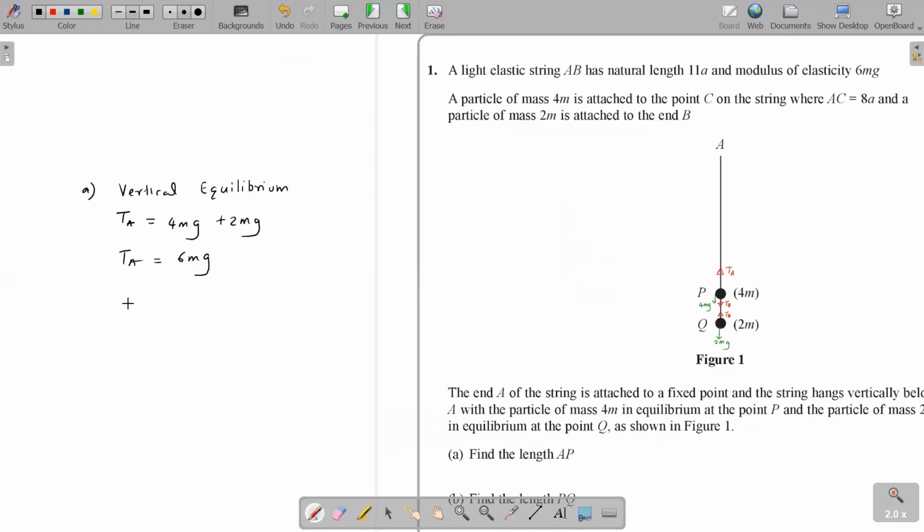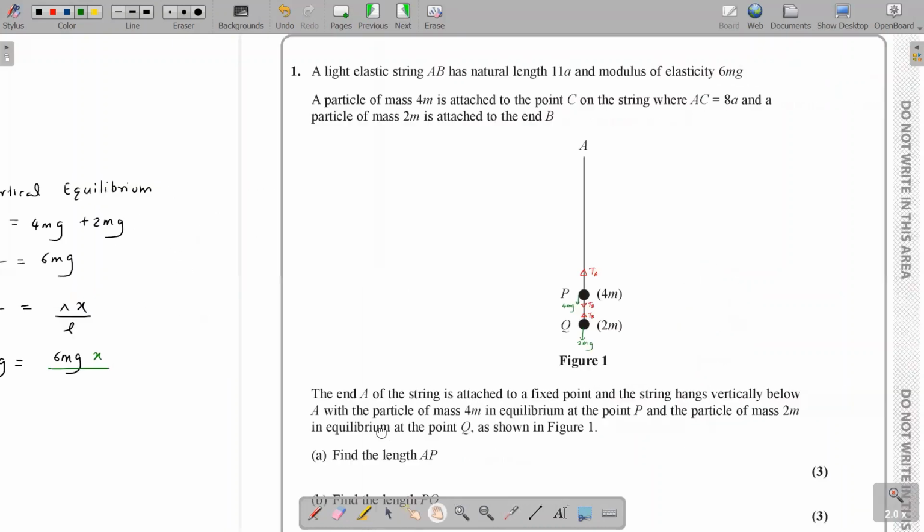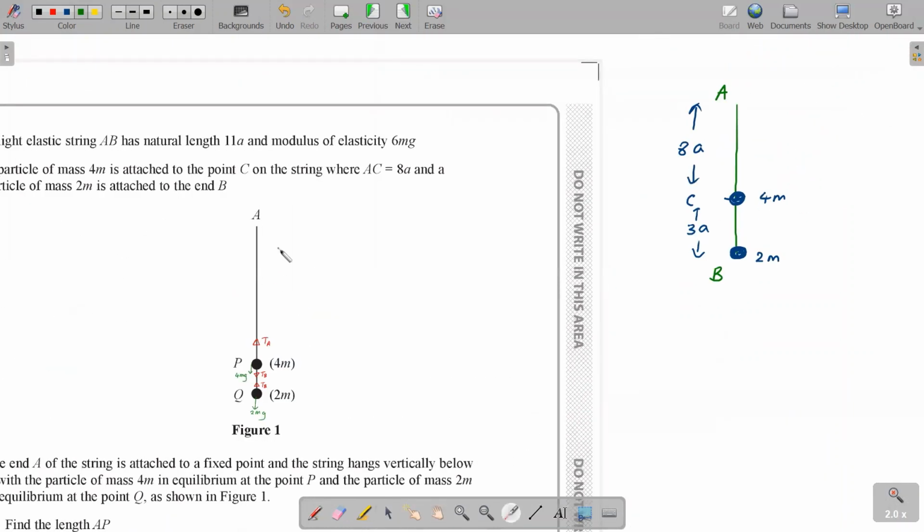Okay, so now we can apply tension equals lambda x over L. Tension A is 6mg. How much is the lambda value? Modulus of elasticity is 6mg. Extension is what we are trying to find. Now remember, we are applying this for the AP string. So extension is the value that I'm trying to find, over natural length. What was the natural length of this AP piece of string? Before it became AP, it was AC, right? The point C is extended to P here. So AC is the natural length, which is 8a. Are you with me?